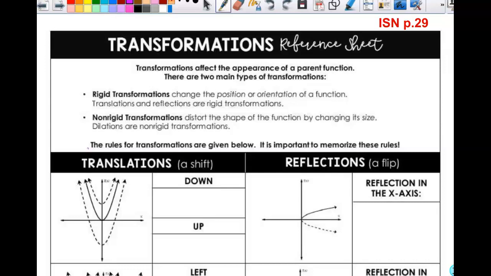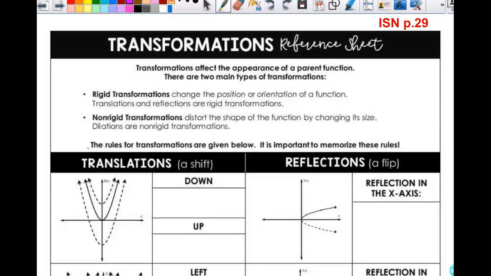Okay? It's not, I can plug numbers in and put it on a T-chart and plot something. Great, a monkey can do that. That's not what this is. Right? It's understanding what is happening to the function when different numbers and signs and whatever are being applied. Okay, so we have two main types of transformations.